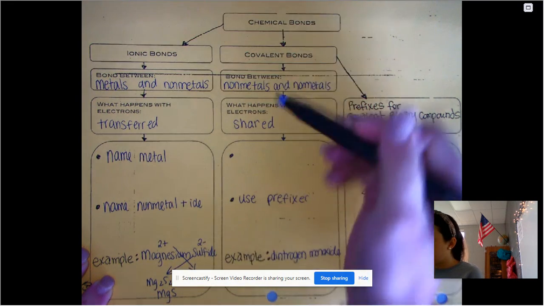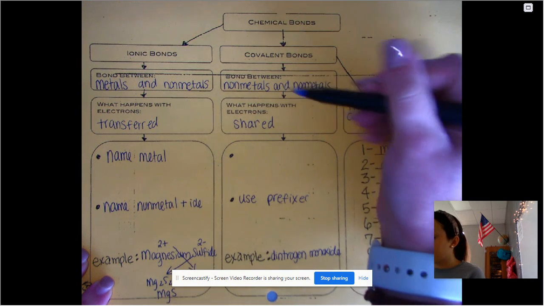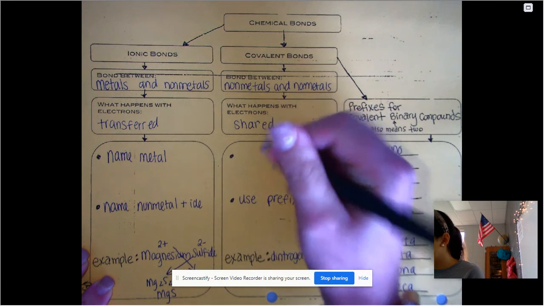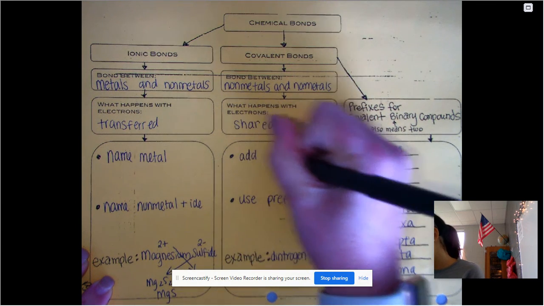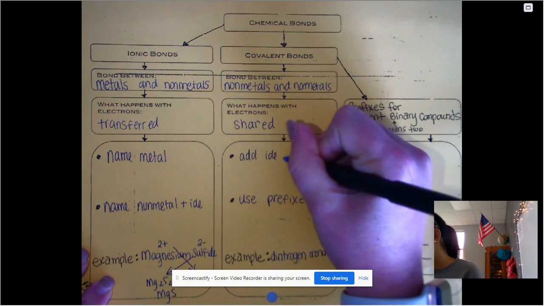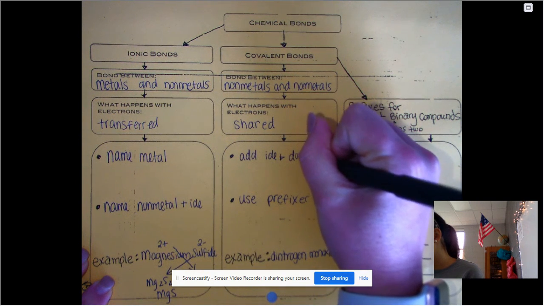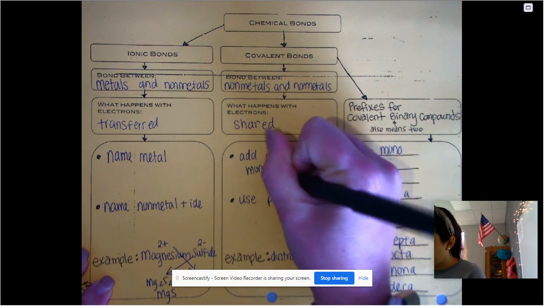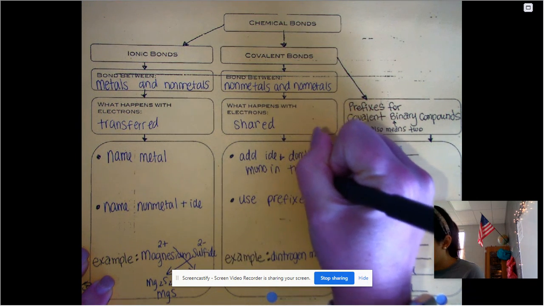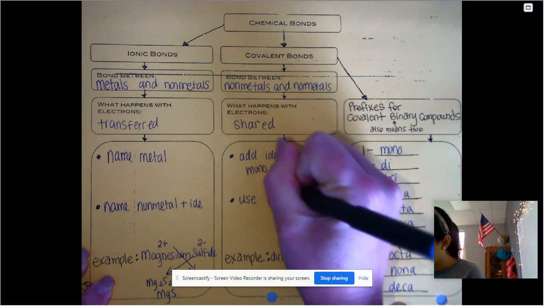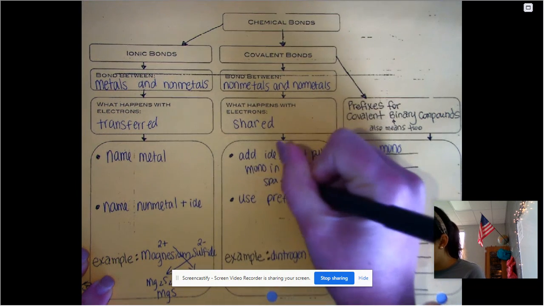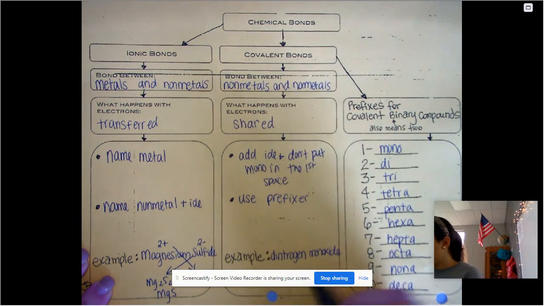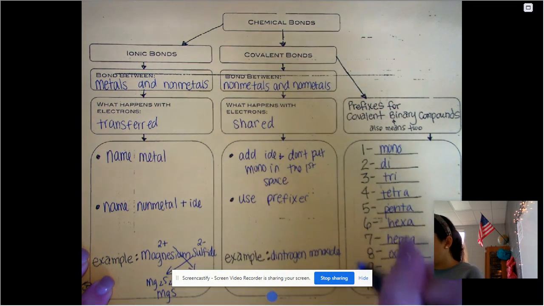Okay, so in covalent bonds, nonmetals and nonmetals, they are shared. So we use prefixes. We still add IDE and don't put mono in the first space. So if I want to do my formula between nitrogen and oxygen, I put dinitrogen monoxide.